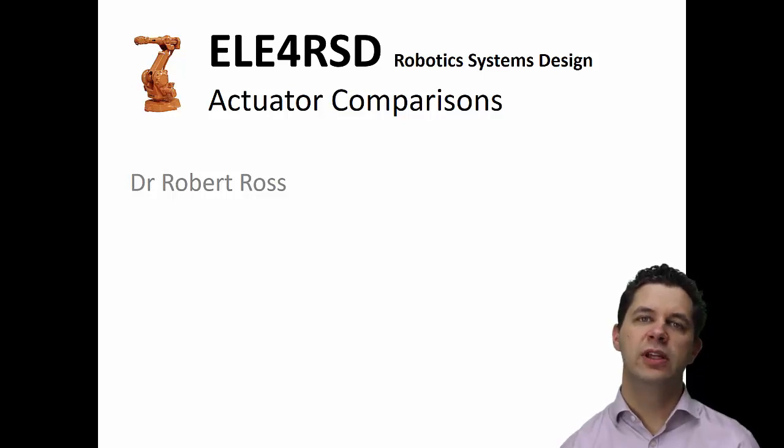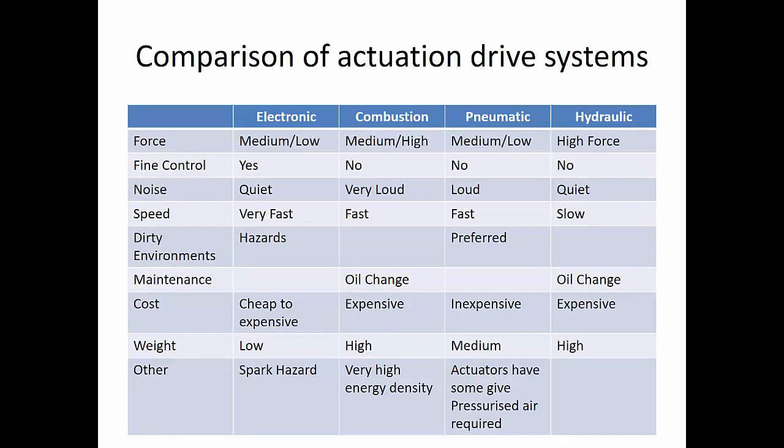In this video, we'll briefly look over some different actuator comparisons and see what the pros and cons are of each of our different actuators and where they might be used. So firstly, we see force. For our electric and pneumatic systems, we tend to get medium to low force. When we want high force, we'd go with a hydraulic system.